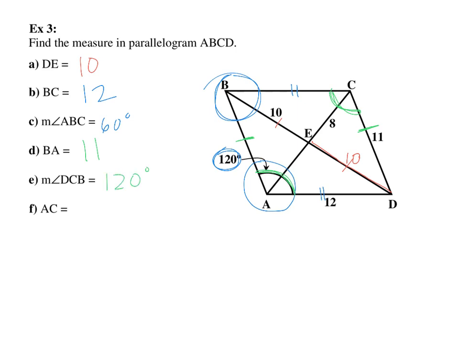And AC, this whole length here. All right, well, I know that these pieces have the same length, so that's 8. But I want the whole thing, so I have to add them both together. That's 16. That's all there is to that.